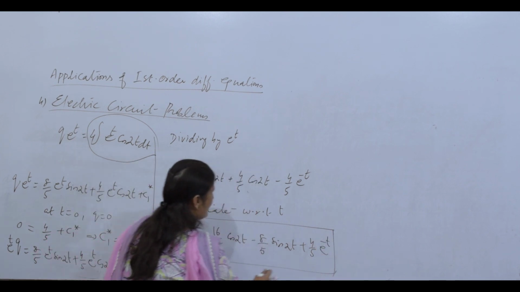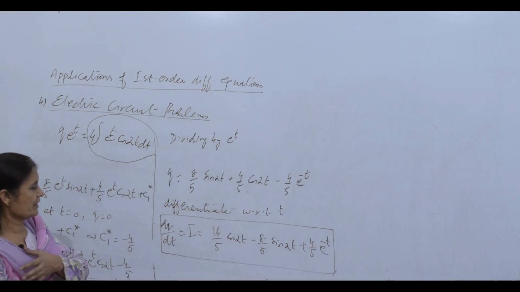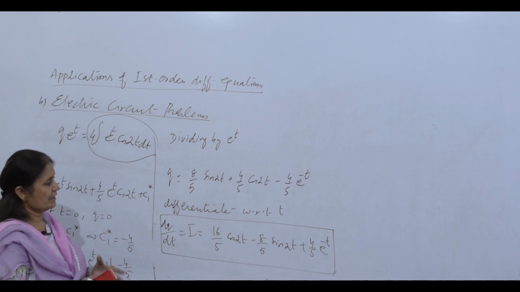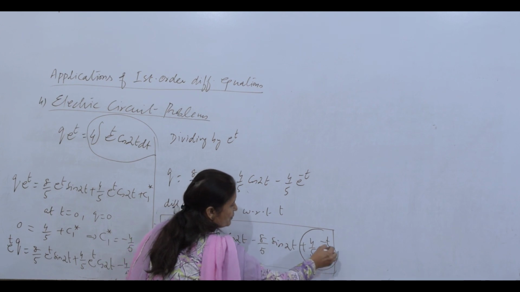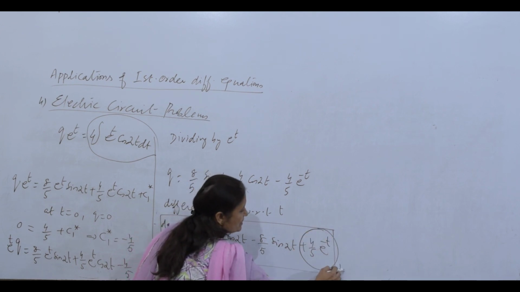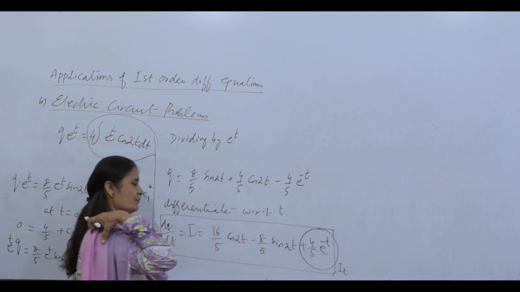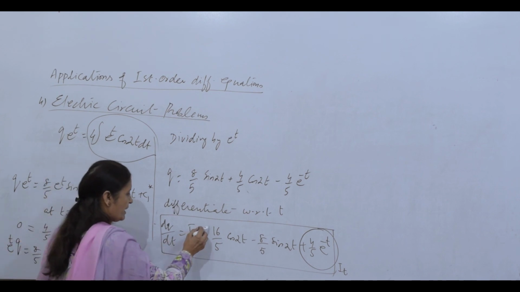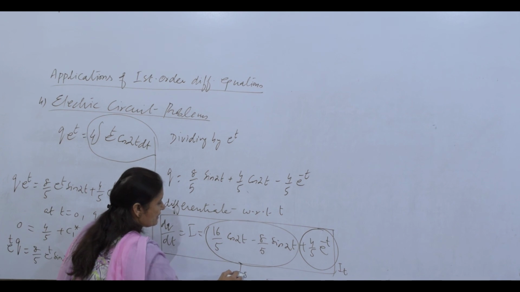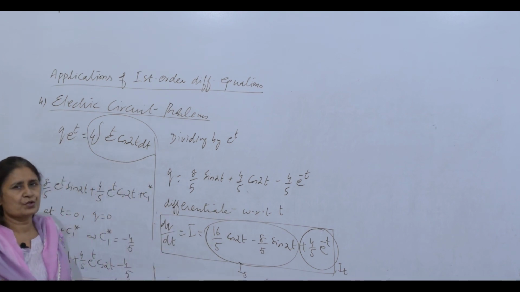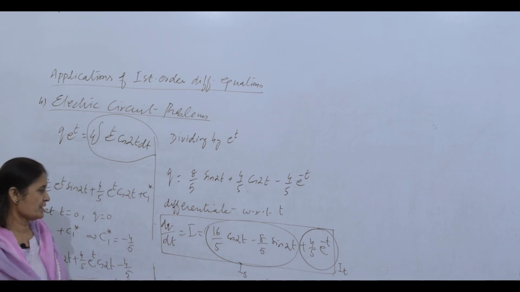So this is the required answer, by taking the derivative. You will see this negative exponential vanishes with the passage of time, and this is the transient current, which is no more in the circuit. But this is going to be the steady state current, which may be a constant or periodic function of time, which remains in the circuit.